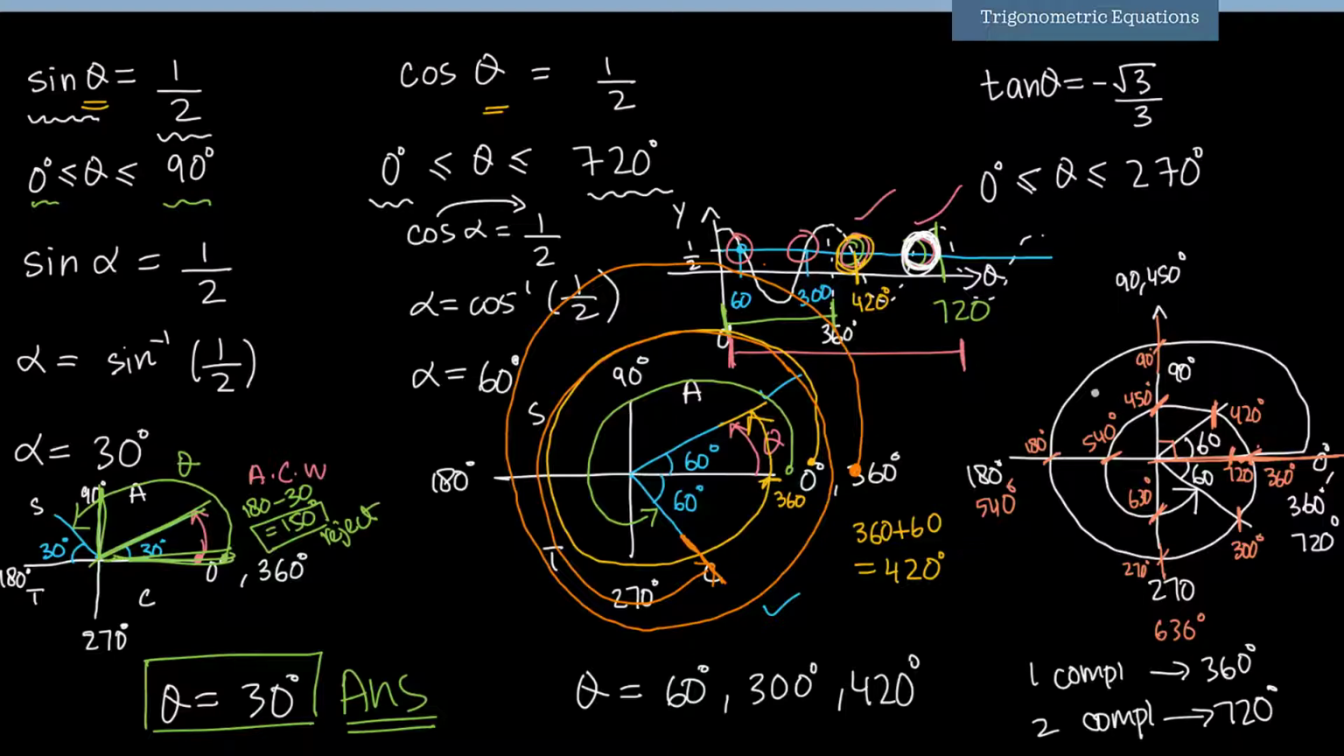Now this angle over here, this white angle, is 60 degrees short of 720 degrees. So my fourth angle is going to be 720 minus 60, which gives me the value of 660 degrees. And if I were to go up to this next line, this would cross 720 degrees. And since my domain is up to 720 degrees, I would not calculate more angles. So these are my answers.